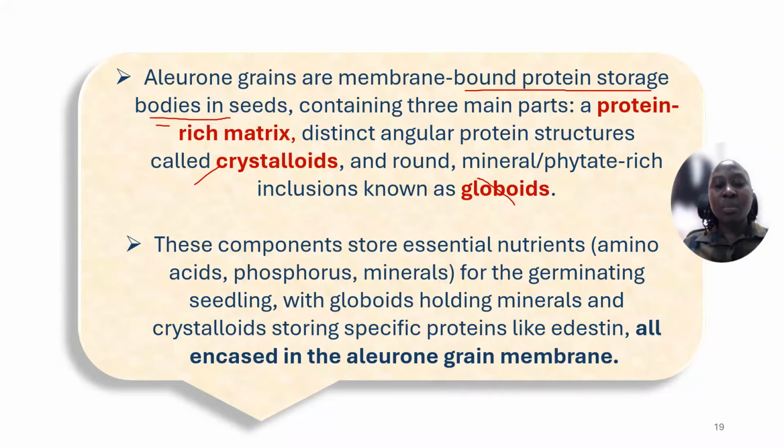So these components store essential nutrients such as amino acids, phosphorus, minerals for the germinating seedling, with globoid holding minerals. See the role of globoids, they hold minerals, and crystalloids storing specific proteins like edestin. All are encased in the aleurone grain membrane. So we shall see the cases where we find aleurone grains with globoids and crystalloids, and the cases when we do not have these altogether.